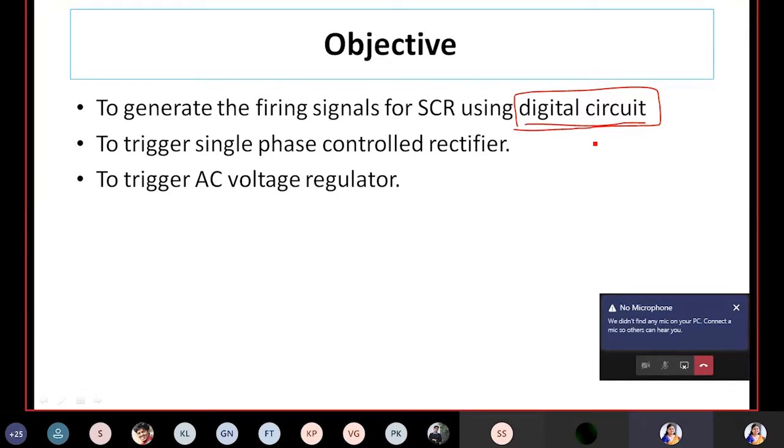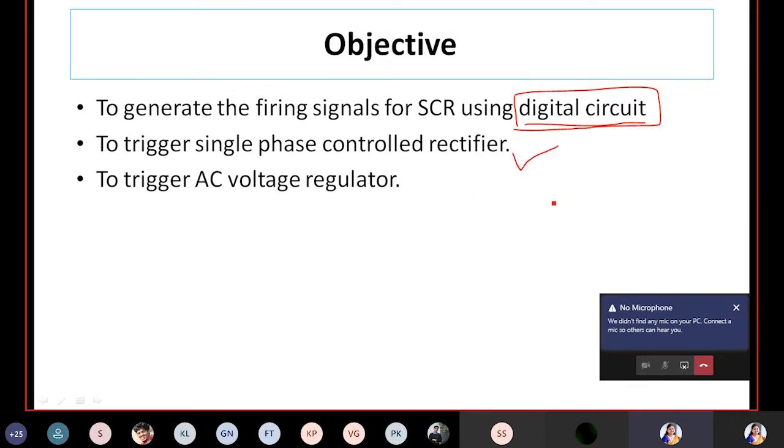Using digital gates, we are going to generate firing pulses. By varying or by delaying those firing pulses, we can fire the SCRs, or we can turn on the SCRs at a required angle. By changing the angle of firing, we can change the output voltage. This is the whole idea of designing digital triggering circuit and generating firing pulse for the SCR.